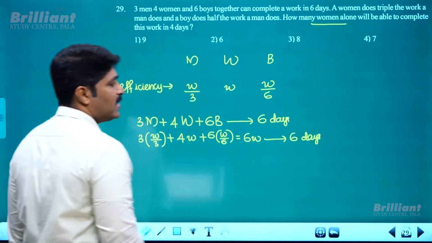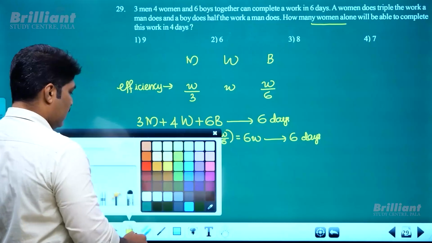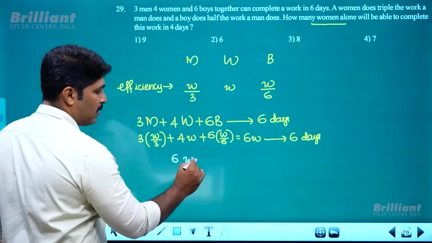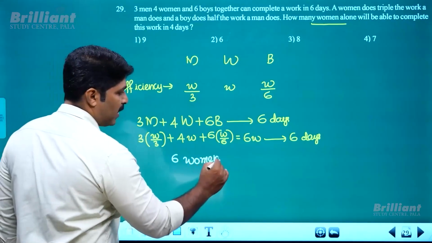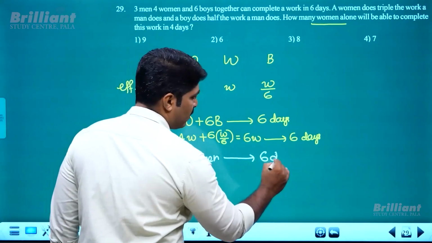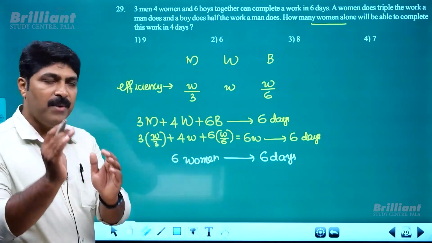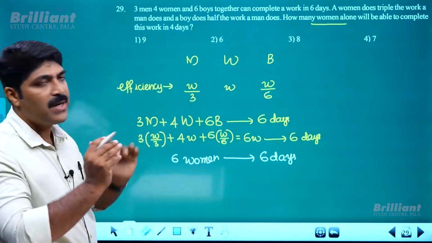Got it? So that's the situation here. So we can write this step like this. 6 women can complete a work in 6 days. Then we have to find out the number of women required to finish the same work in 4 days.